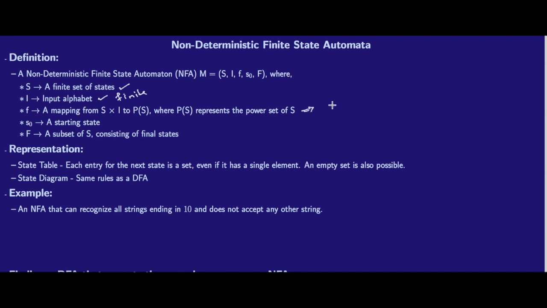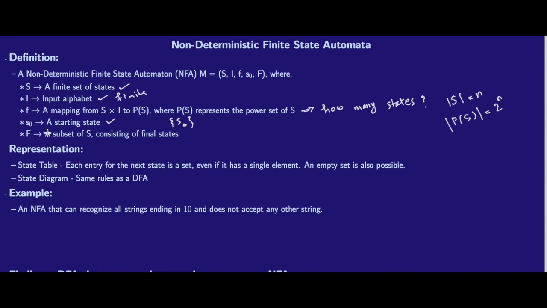So what does this mean? How many states are possible? Remember, what is the cardinality of a power set? If S has the cardinality n, then the power set of S has the cardinality 2 to the n. So there are 2 to the n possibilities. And S0 is again the starting state, and typically it's S0. And a subset of S is capital F, which denotes the final states.